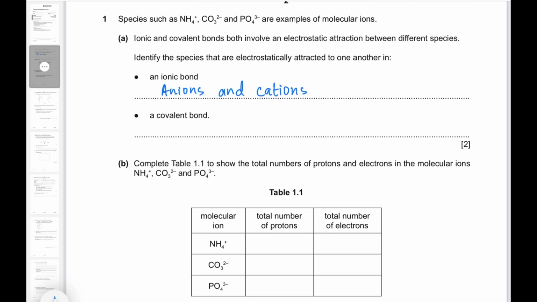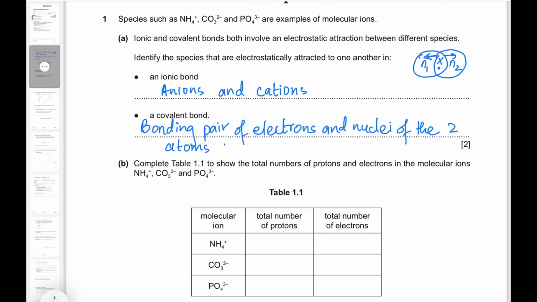In a covalent bond, the attraction is between the bonding pair of electrons and the nuclei of the two atoms involved. So for example, if you've got two atoms over here and a pair of electrons over here, this pair of electrons is not only attracted to the nucleus on the left hand side, but it's also attracted to this nucleus over here, and because of this attraction, neither of the atoms will completely gain or lose the electrons. They will be shared.